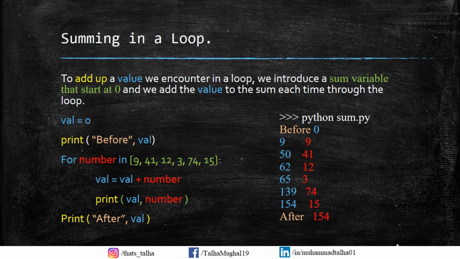Now in the second iteration, the next entry will be added into the previous value of val, which is now 9. And we will get 9 plus 41 is equal to 50. So as a result, for the second iteration, 50 will be printed out against 41. And the same process will be performed again and again until the loop finishes its task. And after that, at the end, the total sum of all the entries will be printed out against "after".